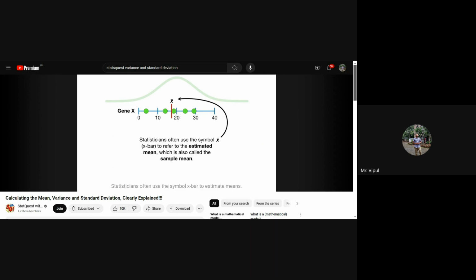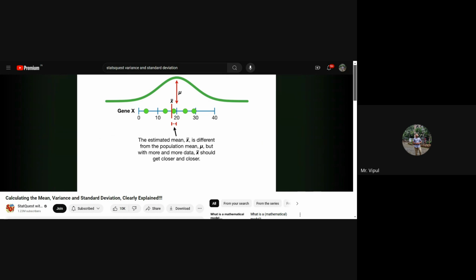And in this case, the estimated population mean is 17.6. Oh no, it's the dreaded terminology alert. Statisticians often use the symbol X bar to refer to the estimated mean, which is also called the sample mean. And they use the Greek symbol mu to refer to the population mean. The estimated mean, X bar, is different from the population mean, mu, but with more and more data, X bar should get closer and closer.